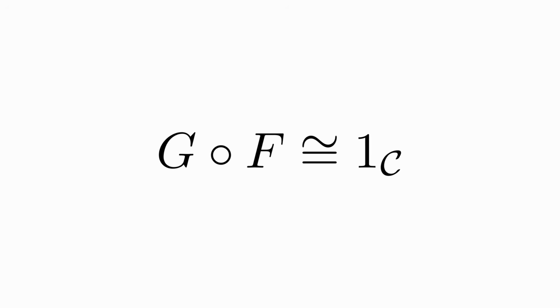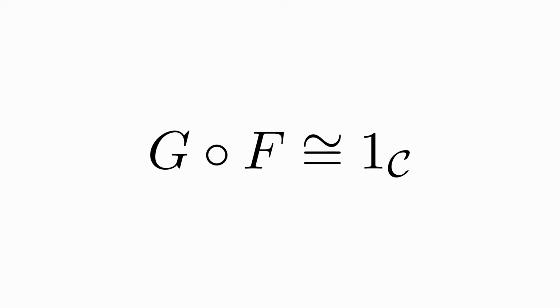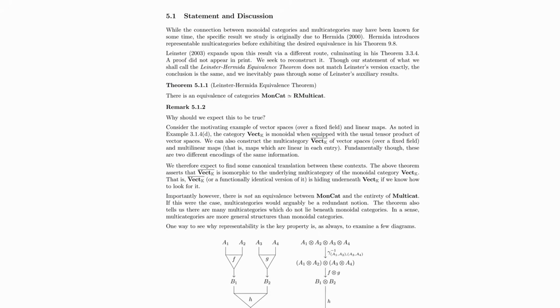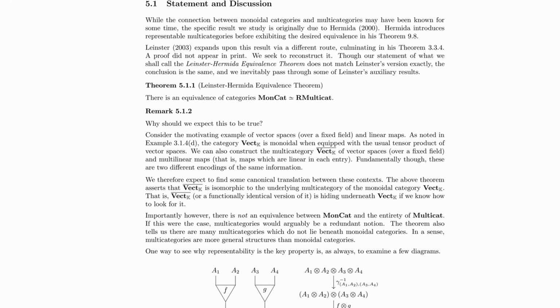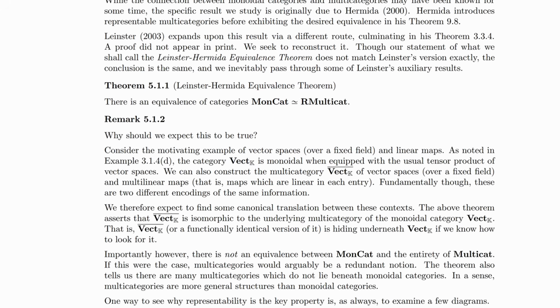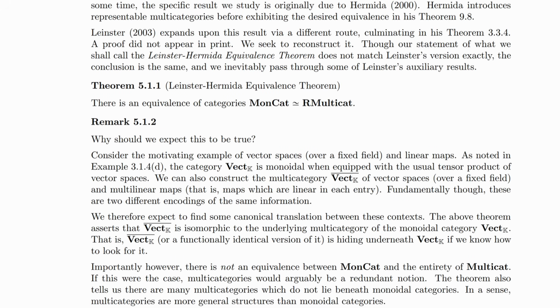If G composed with F and the identity functor are naturally isomorphic, then they may not be equal, but they're close enough to equal for most things that matter. Equivalence of categories turns out to be much more common and much more informative than isomorphism. If two categories are equivalent, then they encode essentially the same information in different ways. For example, I wrote my dissertation on the equivalence between the category of monoidal categories and the category of representable multicategories. Try saying that 5 times fast.